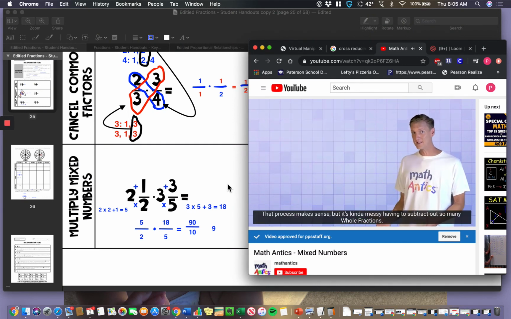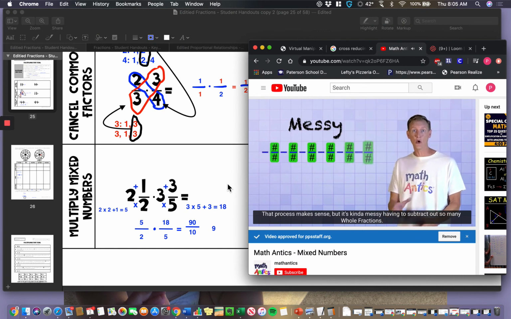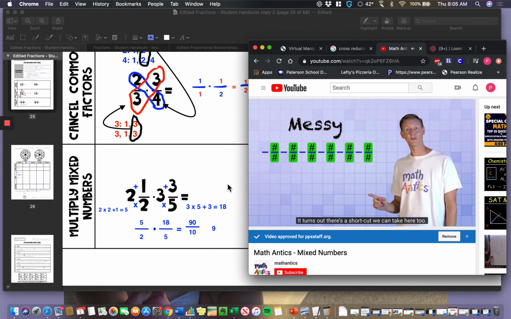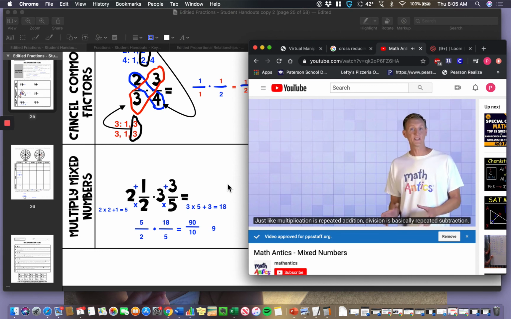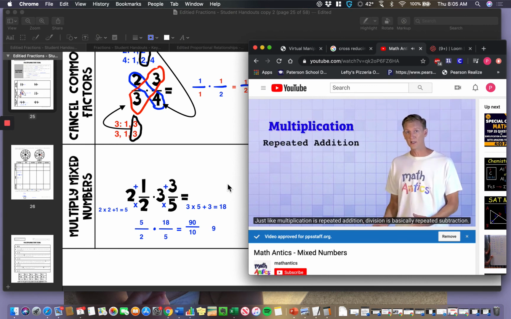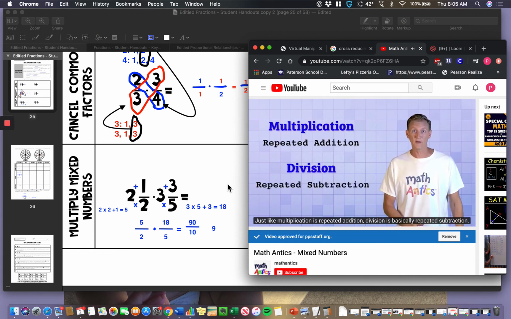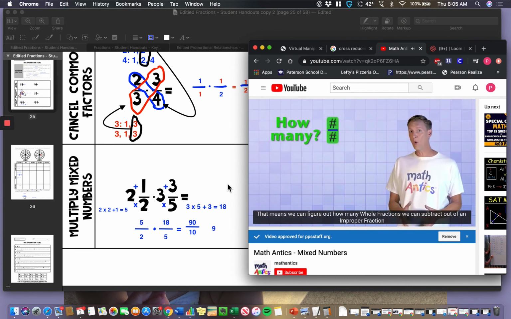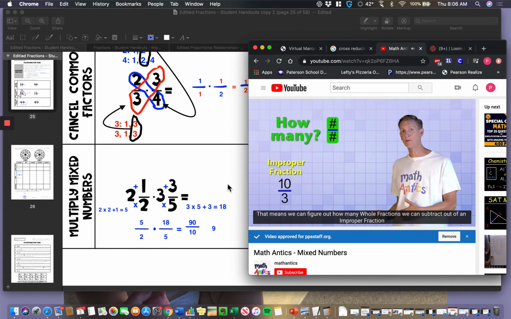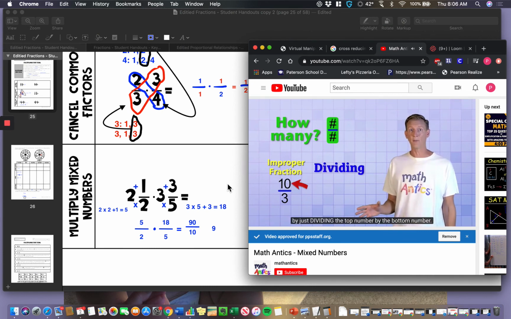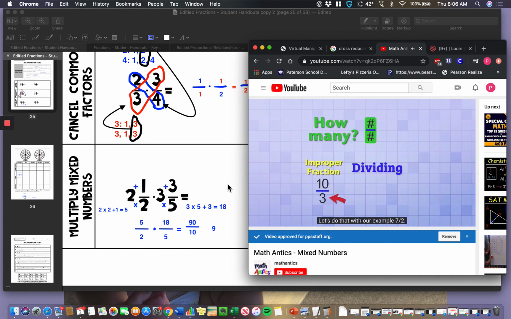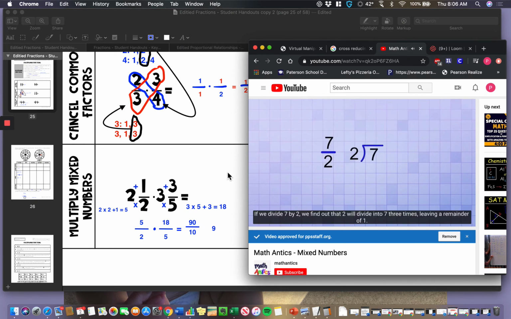That process makes sense, but it's kind of messy having to subtract out so many whole fractions. It turns out there's a shortcut we can take here too. Just like multiplication is repeated addition, division is basically repeated subtraction. That means we can figure out how many whole fractions we can subtract out of an improper fraction by just dividing the top number by the bottom number. Let's do that with our example 7 over 2. If we divide 7 by 2, we find out that 2 will divide into 7 3 times, leaving a remainder of 1. That remainder is actually important, as we'll see in a minute.